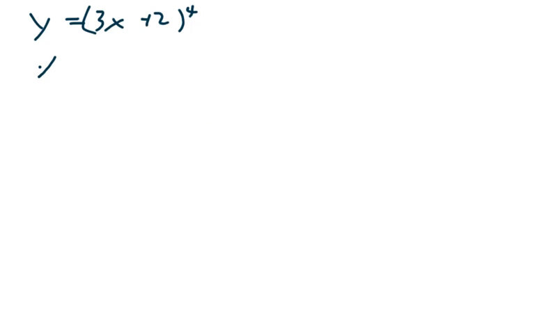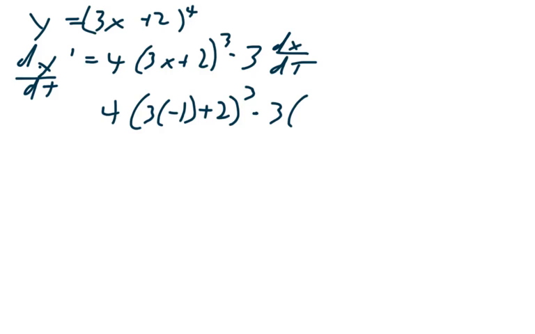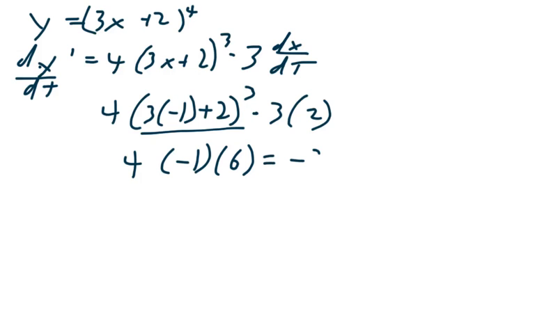Alright, for this next one, when I do dy dt, I get 4 times 3x plus 2 to the third times the derivative of the inside, which is 3 dx dt. Since x is equal to negative 1, and dx dt is equal to 2, let's see, this is going to be negative 1, so I got 4 times negative 1 times 6, which equals negative 24.